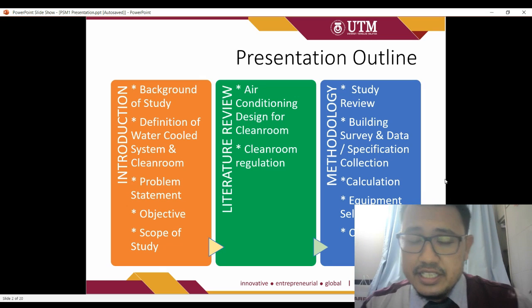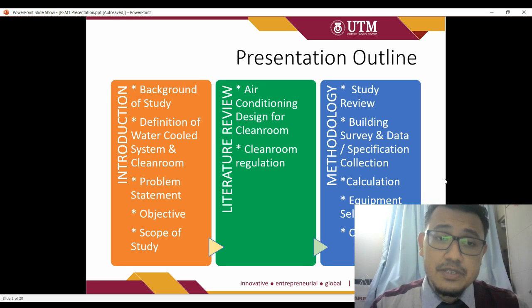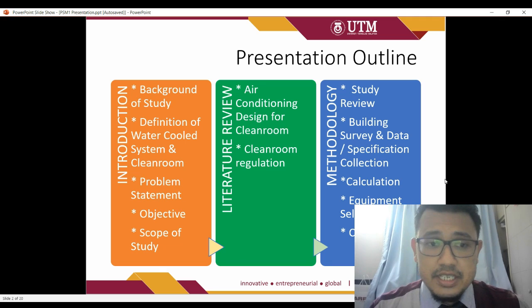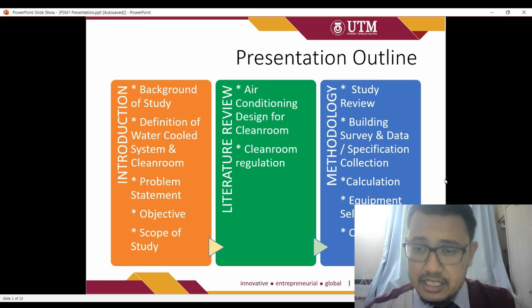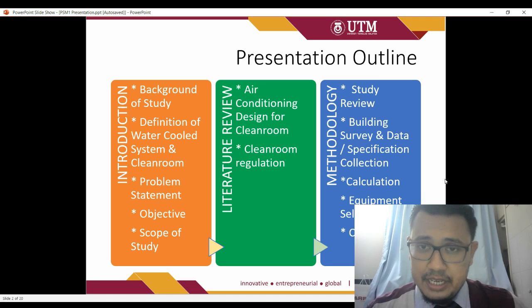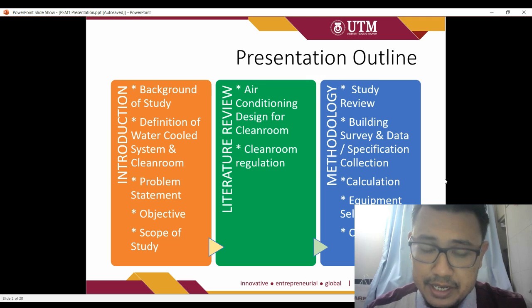Okay, my presentation outline today will be the introduction, which covers the background of study, the definition of the water cool system in the clean room, the problem statement, the objective, and the scope of the study. The second topic is the literature review, on air conditioning design for clean rooms and clean room regulation. The last is the methodology, where I will brief about the study review, the building survey and data collection, the calculation, and equipment installation for this PSM1.